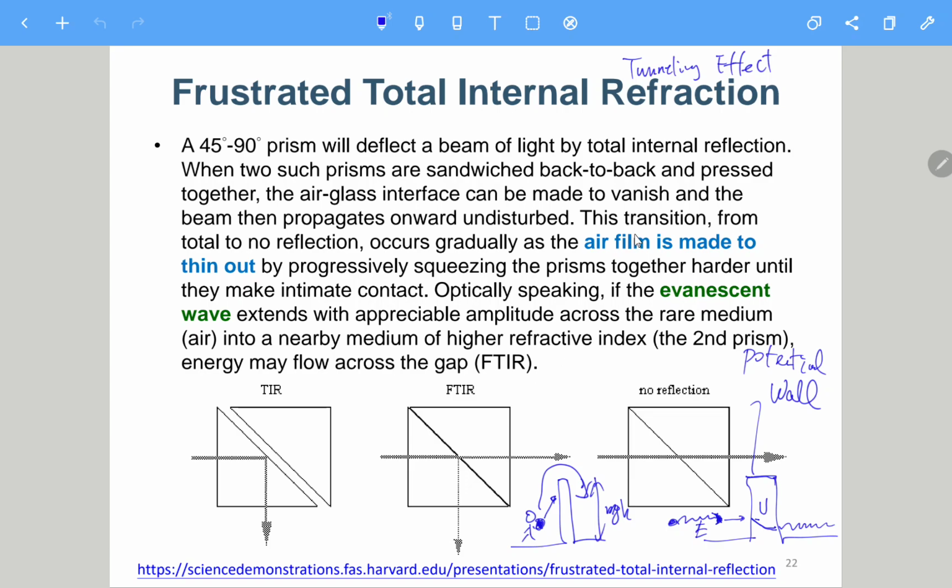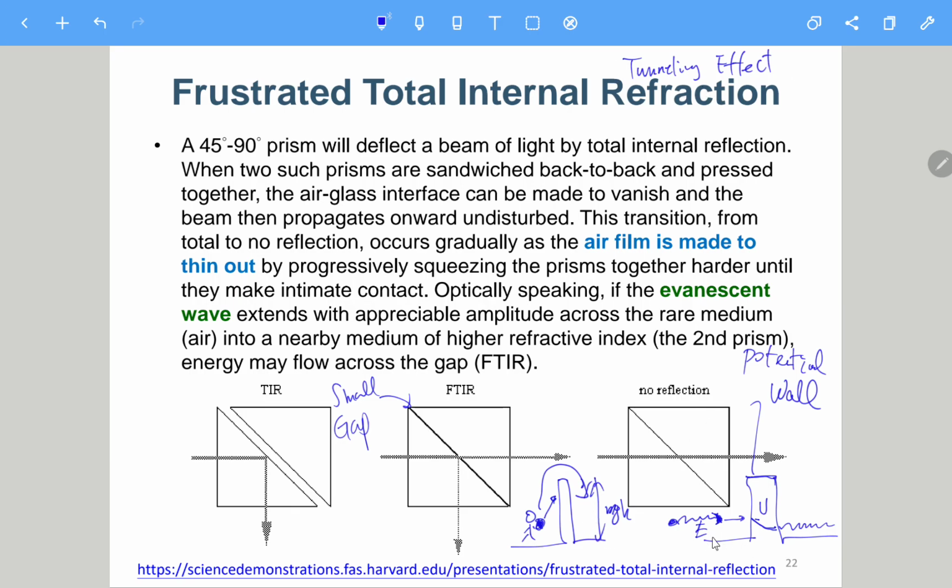However, the interesting thing is, if we place these two prisms close but with a small gap, here we have a small gap, then there will be something reflected, but part of it can go through. It is something similar to the tunneling effect in quantum mechanics.